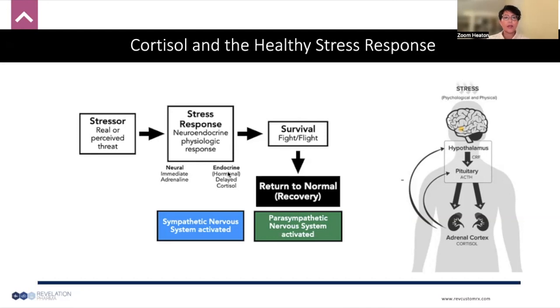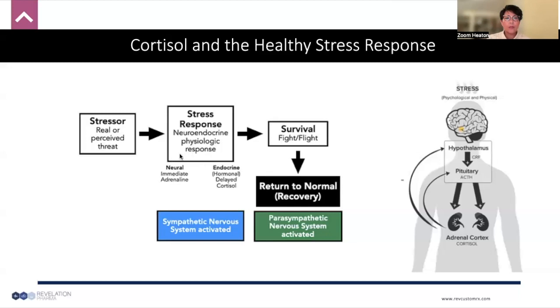So cortisol has to be made. It's not like cortisol is stored and in times of stress, it's there and it's being released immediately. Cortisol has to be made. So you've got the adrenal medulla pretty much pumping out your immediate catecholamines, your epinephrine and norepinephrine, and then you've got cortisol being made, and the lag time there is about 10 minutes.